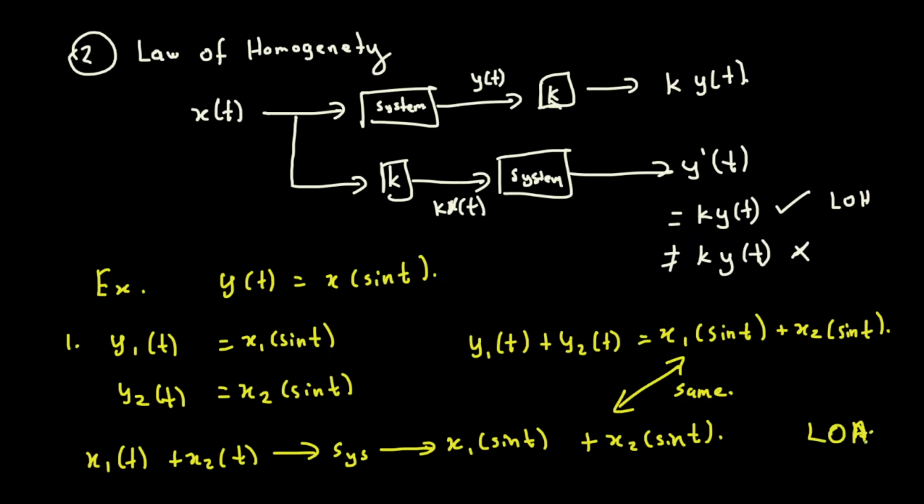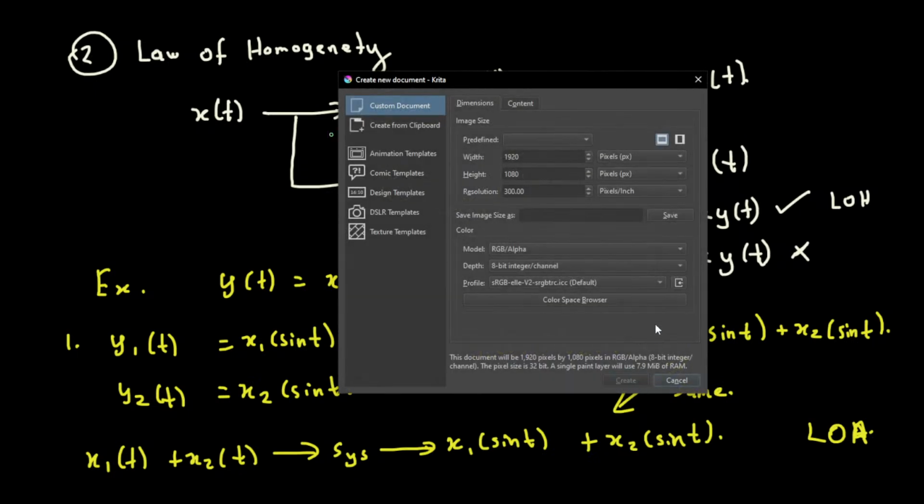So we cannot confirm linearity yet. If it satisfies the law of additivity, we have to go and check the law of homogeneity. Only then does it satisfy the superposition theorem. So now I go to the second step and check the law of homogeneity.